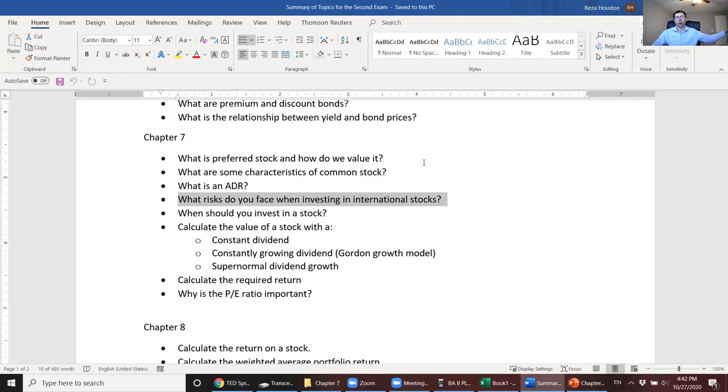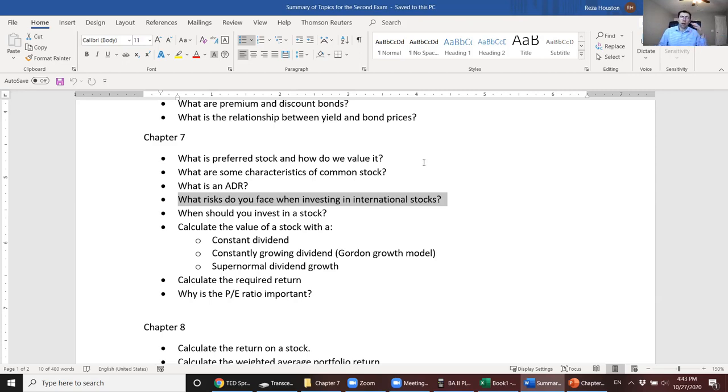So when you convert your foreign currency back into dollars, there's a possibility that that currency became less valuable relative to the dollar. And so your real return, once you convert it back into dollars, will actually be lower than it would otherwise if there was no change in exchange rate. The other risk is political risk.